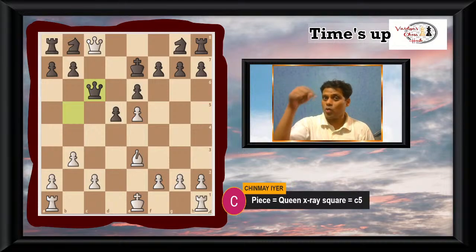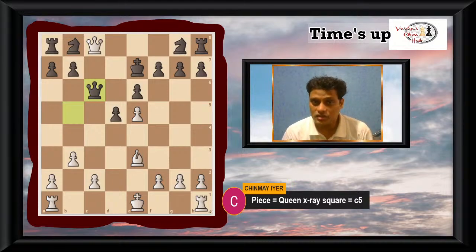Guys, watch the screen. The piece is the queen and the X-ray square. Did I say X-ray square or X-ray spot? X-ray square, yeah. Is c5. You have to mention that in your homework. Please remember that. And what else did I say about the homework? You can use the enter button. So once you press the enter button while you're typing your answer, you go to the next line.